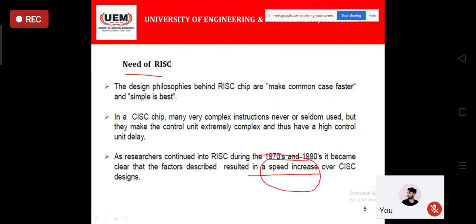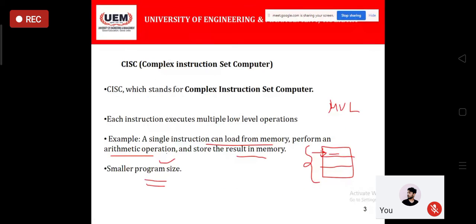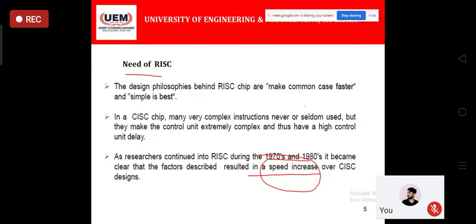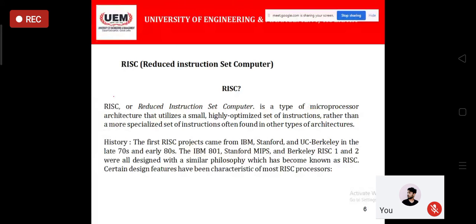Okay, so definitely the program size, the last point I told you: previously it was smaller, but in this case the program size will be larger, right? Because you are using multiple things. Okay, now these are basically the theoretical part, this point. This is utilizing a small highly optimized set of instructions. That point you just understand.